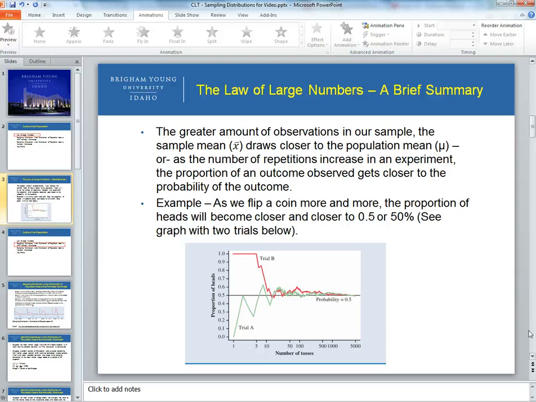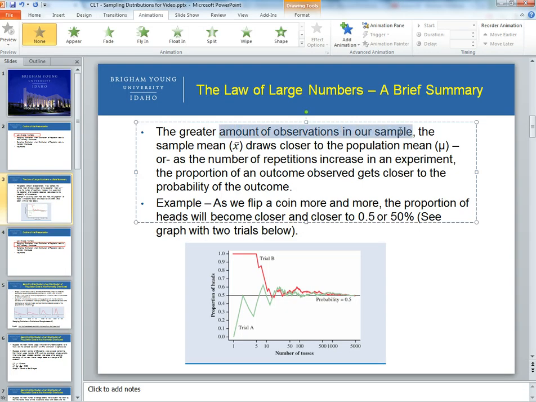So the law of large numbers states that the greater amount of observations in our sample, the sample mean, x bar, draws closer to our population mean, mu. So if I take a sample of men throughout the United States, say a sample of 200, and get a sample mean, versus if I take a sample size of 2,000, then that 2,000 sample would likely have a more accurate estimate of the true population mean. Basically, the larger our sample size, the closer our x bar, our sample mean, will be to our population mean.